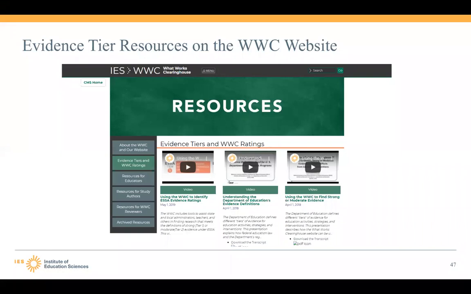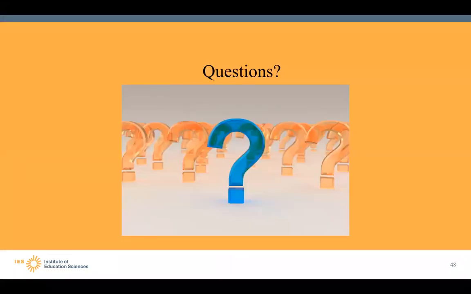Now, while the presentation occurred, some participants submitted questions, and during the registration process, participants submitted questions as well. So let's turn to those right now. And the first one is for Natalia. And this question asks, does the WWC plan to assign ESSA Tier 3 and 4 ratings? And if yes, when?